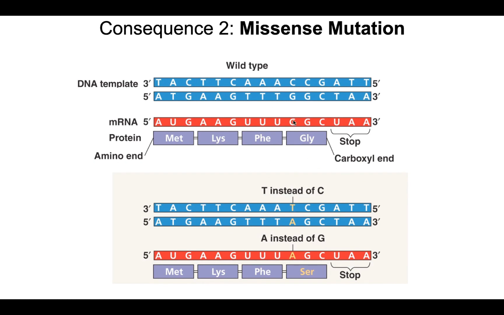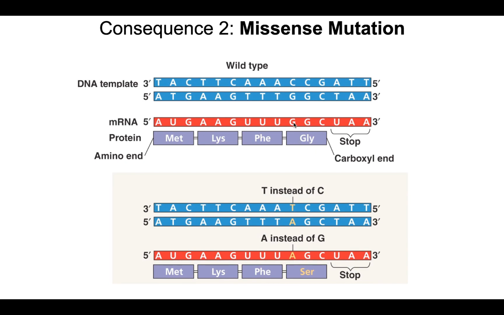So let's take a look. Again, we have our wild type DNA. This is the template strand that gets read. This is the gene strand, the mRNA-like strand that's going to look like the mRNA. Here's our first AUG, and then we go from there: methionine, lysine, phenylalanine, and glycine.